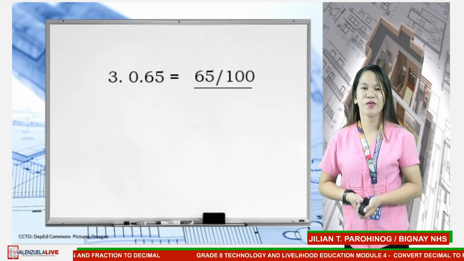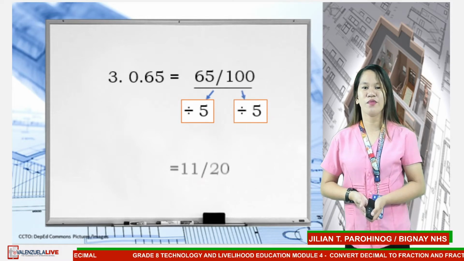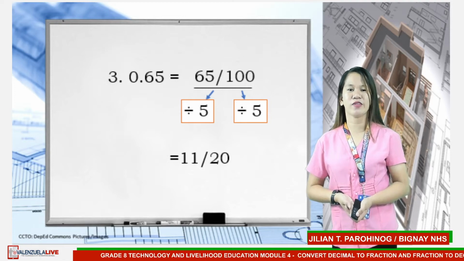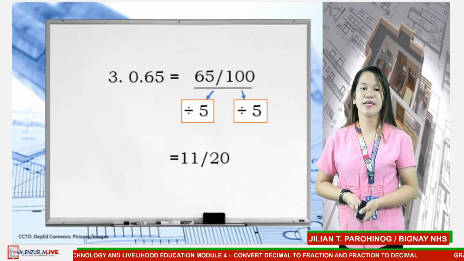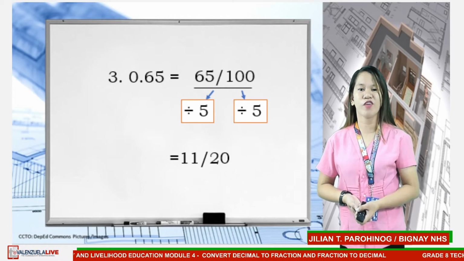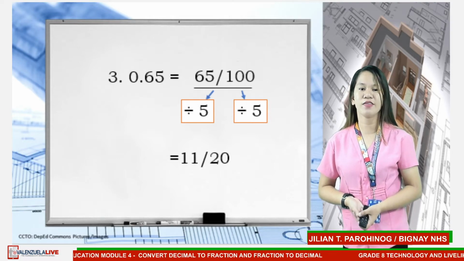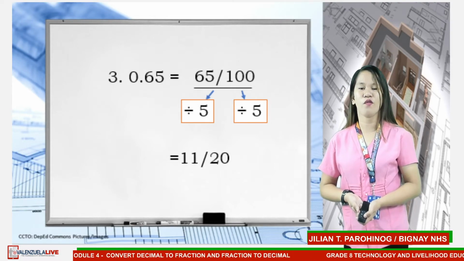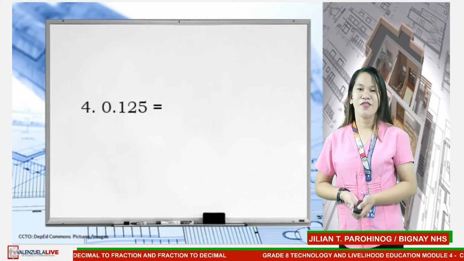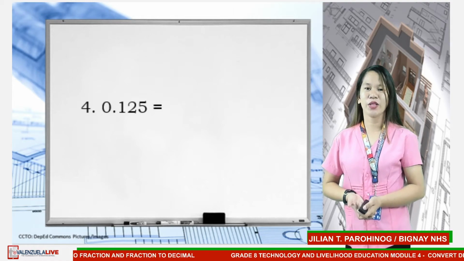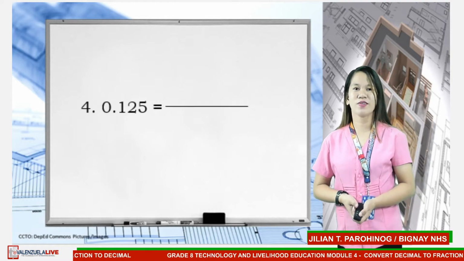Time's up. The correct answer is 13 over 20. Here, we are going to multiply both numerator and denominator by 100 for us to get a whole number. Since 65 is divisible by 5, same goes to the denominator, which is 100. The answer will become 13 over 20. Great! Number 4. 0.125 is equal to what? Your timer starts now.